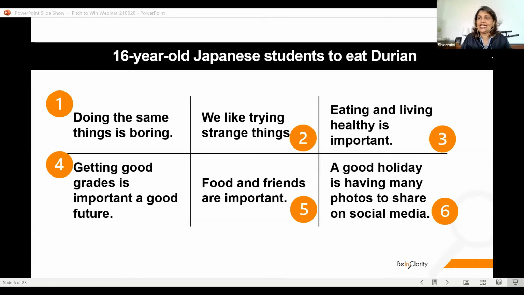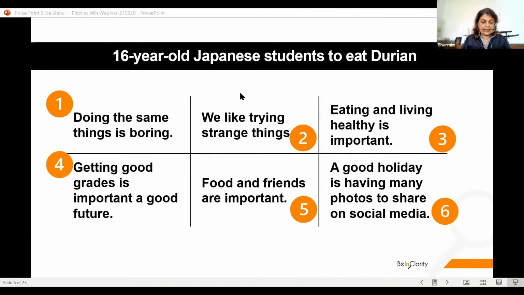All right. Here's a quiz, everyone. Let's see if we can put into practice what we have just spoken about. Okay. So your idea is to convince a group of 16-year-old Japanese students to eat durian. They're visiting Cambodia. It's their first time in this part of Asia, and they have never seen durian before. So you want to influence them, persuade them to eat durians. Okay. So here we go.